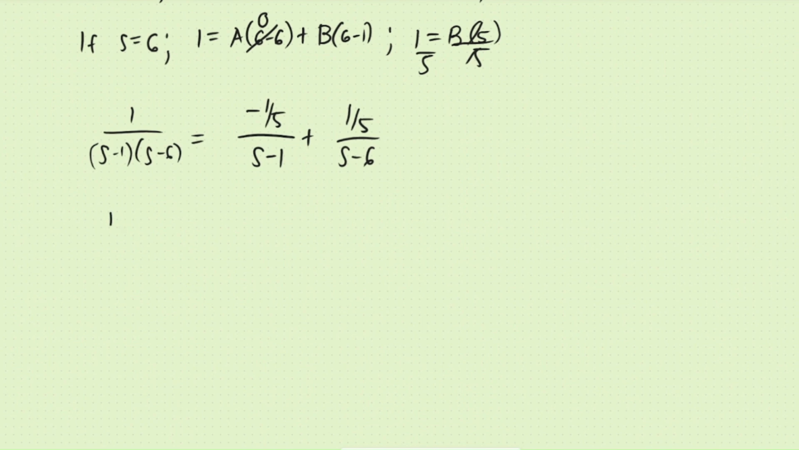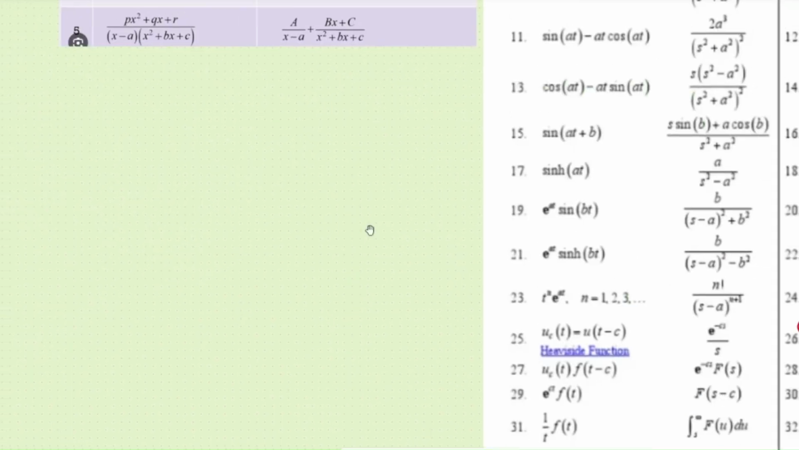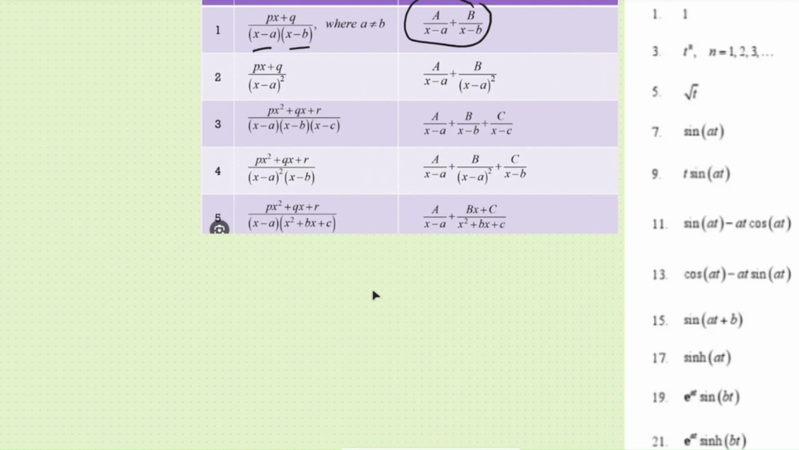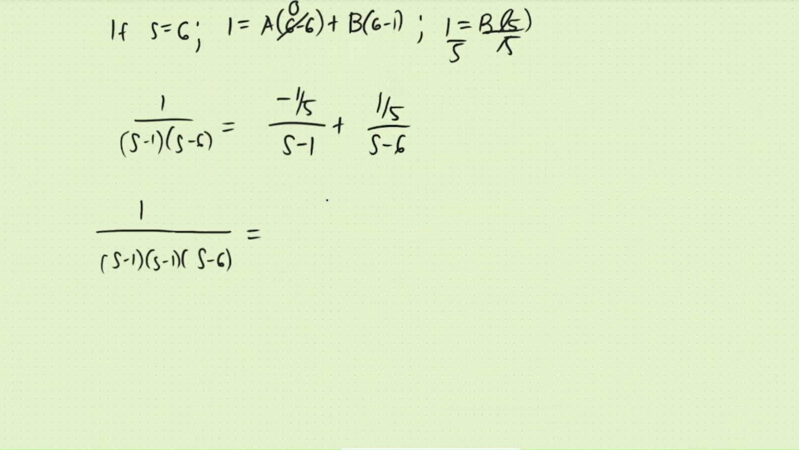So let's go 1 over s minus 1 times s minus 1 times s minus 6. So let's look for our patterns. What patterns can we use here? Take note that we have this pattern here, right? Because we have 2 times s minus 1 and we only have 1 s minus 6. So we're going to use this pattern, because this one here can be expressed as 1 over s minus 1 squared times s minus 6.